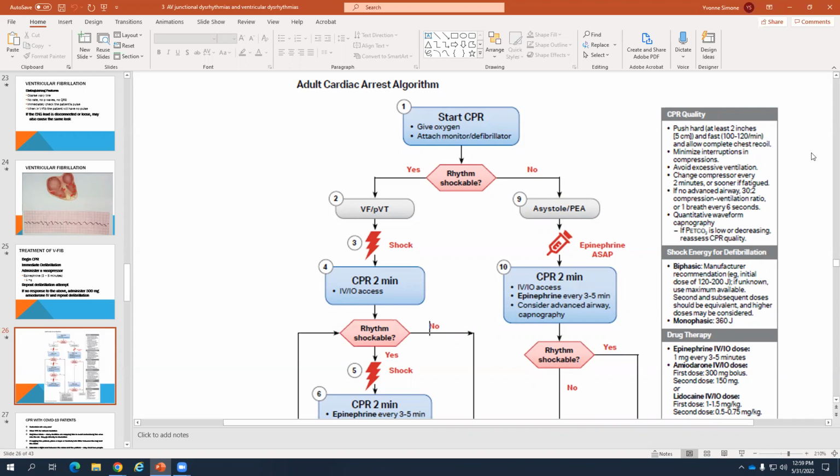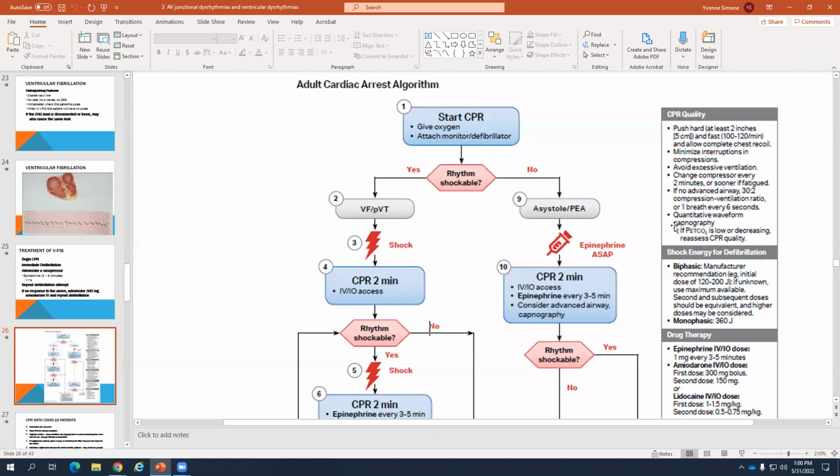And then, of course, during the code at the hospital, if you bag every 5 seconds, they're like, what are you doing? Bag faster. So I understand that. Change compressor every 2 minutes. We talked about that. If no advanced airway, 30 compressions, 2 ventilations. It says 1 breath every 6 seconds. I think I said 1 breath every 5 seconds.